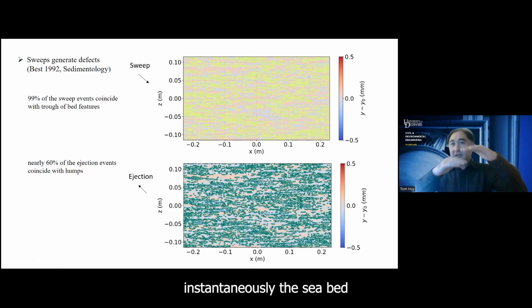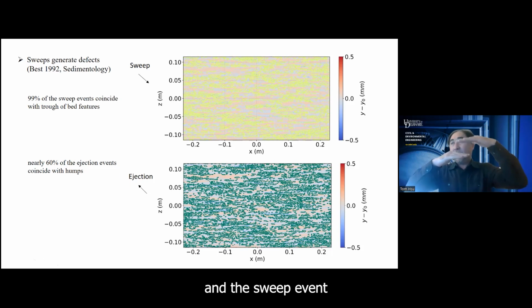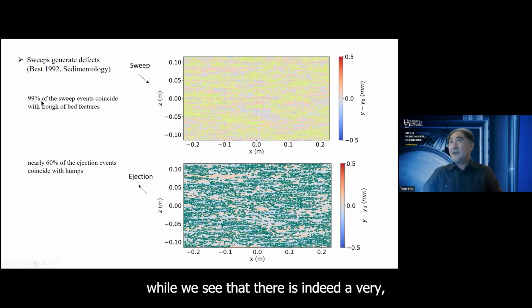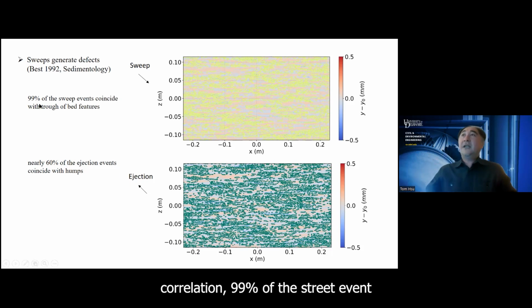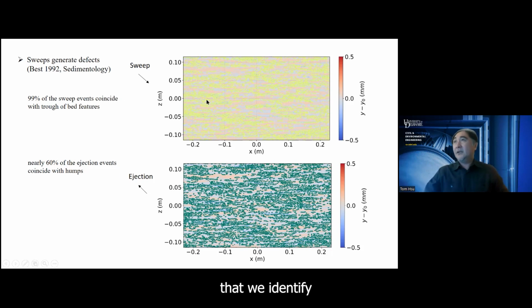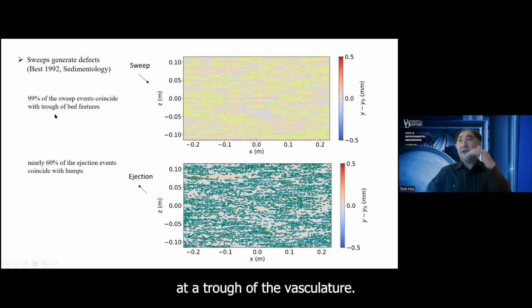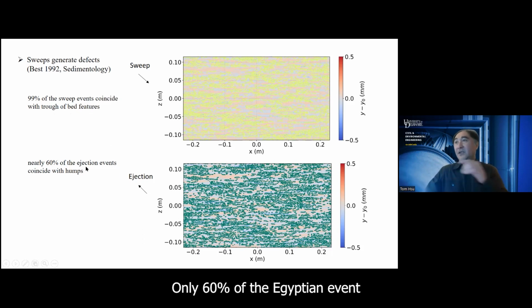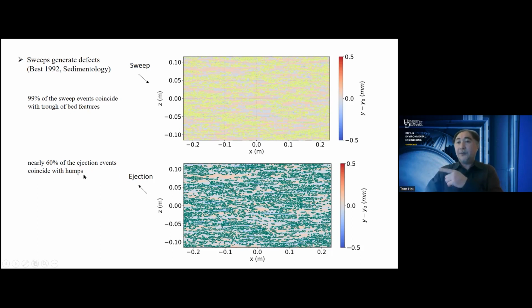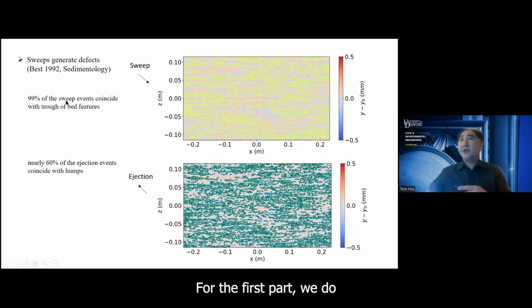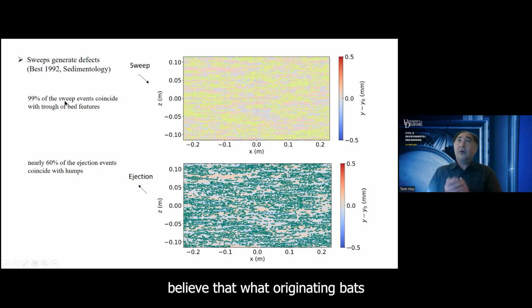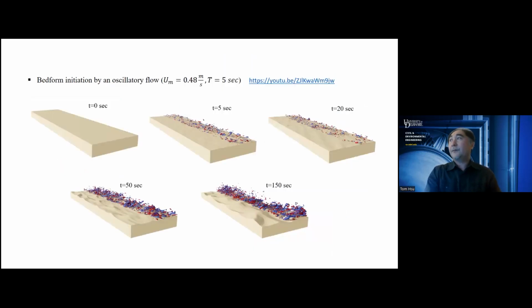But just instantaneously, the seabed and the sweep event, we see that there's indeed a very, very good correlation. 99% of the sweep events that we identify are actually located at the trough of the bed feature. There's the last correlation. Only 60% of the ejection events coincide with the hump. But at least for the first part, we do believe that what Jim Best originally was trying to say is consistent with what our model is reproducing.